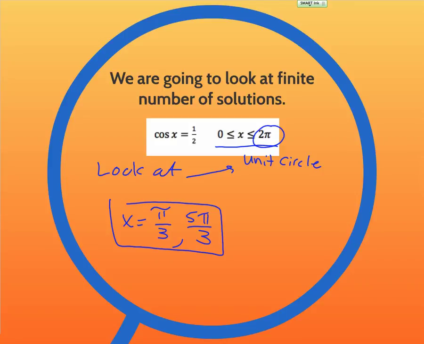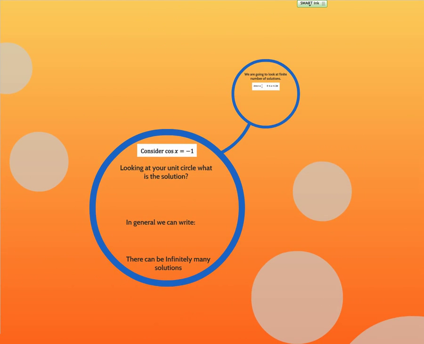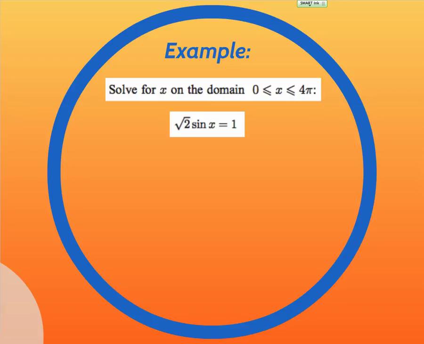So if there are 2 answers one time around the circle, if I had to go to 4 pi and go around the circle twice, how many answers do you think I would have? 4 answers. If I went all the way up to 6 pi, how many answers would I have? 6 answers. So that's one way looking at the domain can help you predict how many answers you would have. If I'm only going one time around, it's probably just going to be 2 answers. I know this stuff can get confusing, and I'm not sure you guys have done it before, so I highly recommend paying attention.